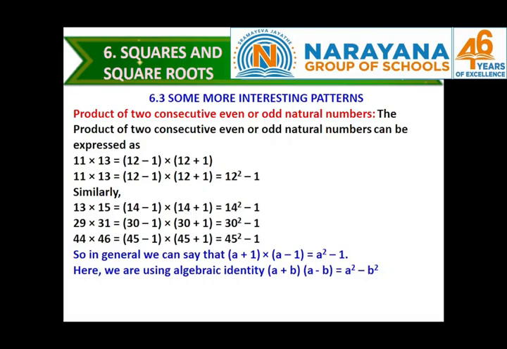44 and 46. It is applicable for both even numbers and odd numbers. 44 and 46, the number between is 45. (45 minus 1) into (45 plus 1) is equal to 45 square minus 1 square, that is 1. So what formula is applicable behind this calculation? Yes, (a plus b)(a minus b) is equal to a square minus b square.